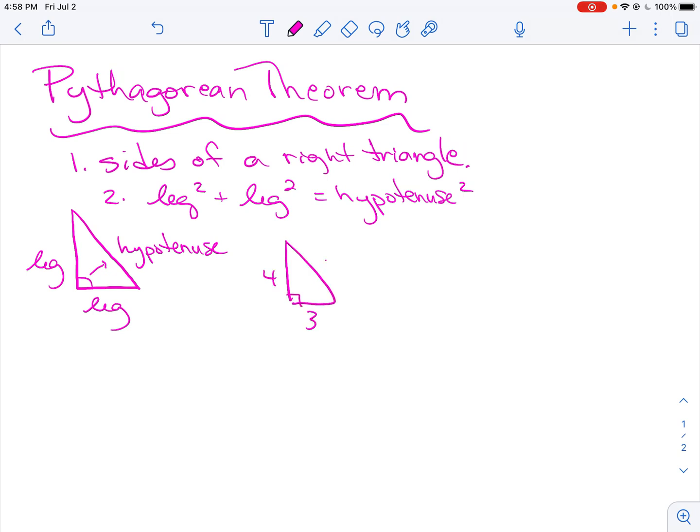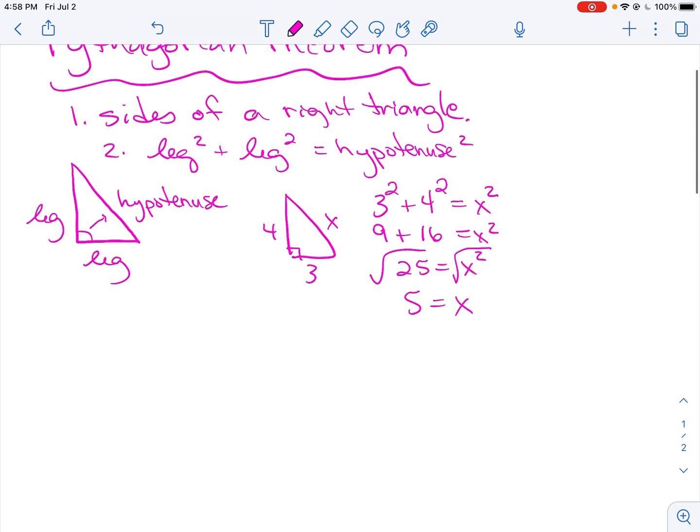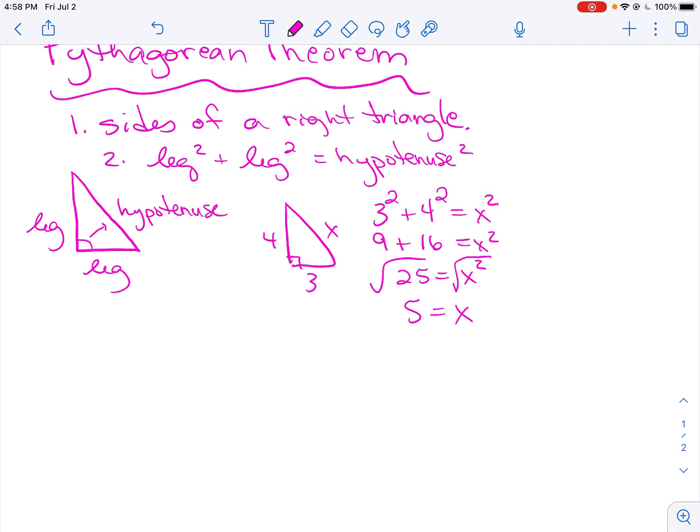Now, it's not perfect. So if I want to be able to find this, I would take the leg, which is 3. I would take the leg, which is 4, and the hypotenuse, which is x. 9 plus 16 equals x squared. 25 equals x squared. Take the square root of both sides, and I get 5 equals x. Now, normally when you take the square root of both sides, you're going to get plus or minus, but we're dealing with the length of something, so it's not going to be plus or minus.